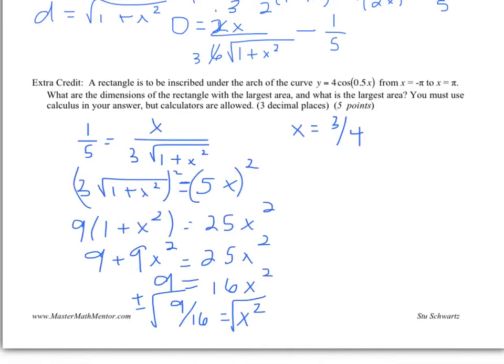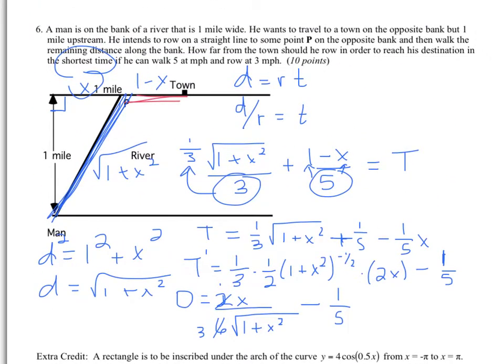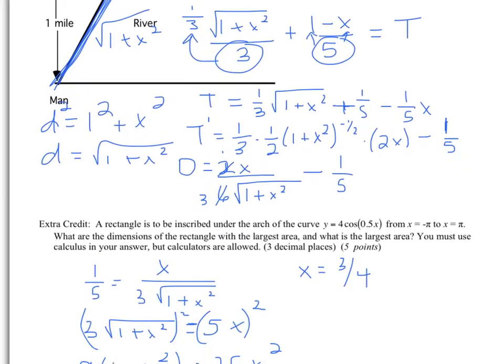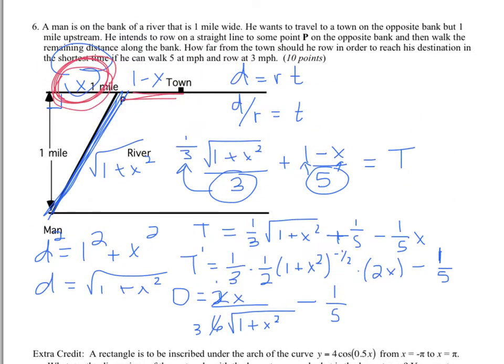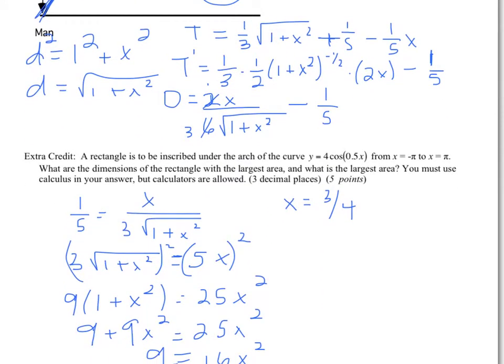So if you look at your picture above, the 3/4 is not representing the distance he walked or rowed, it's representing this distance right there. Okay, so if you want to talk about how far from the town should he row, then he was 1 minus 3/4 from the town. So he was a 1/4 of a mile from the town.